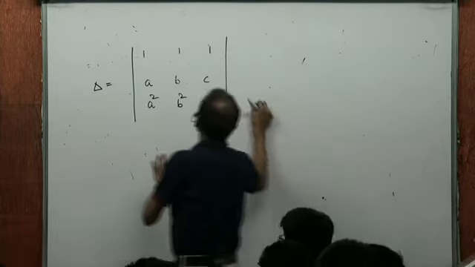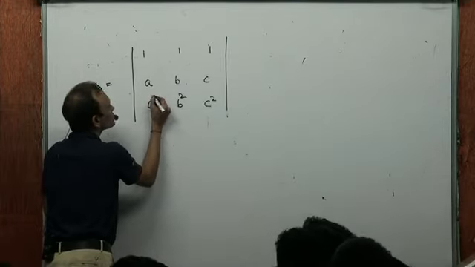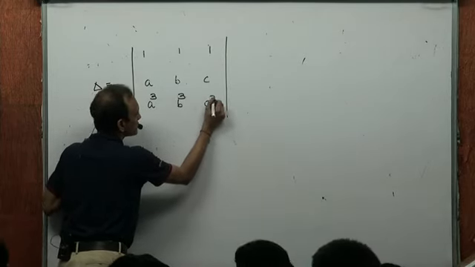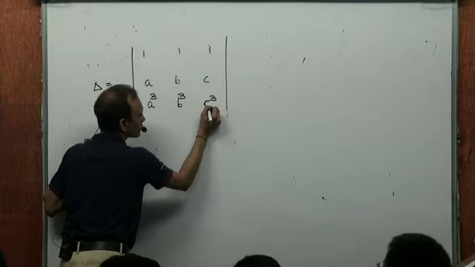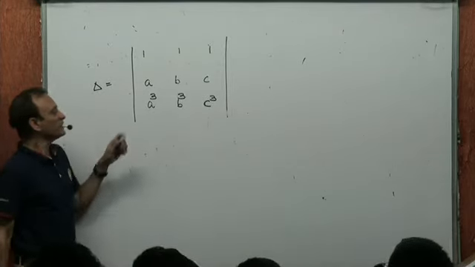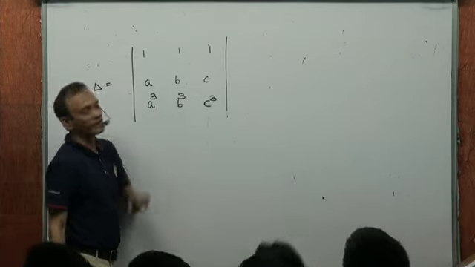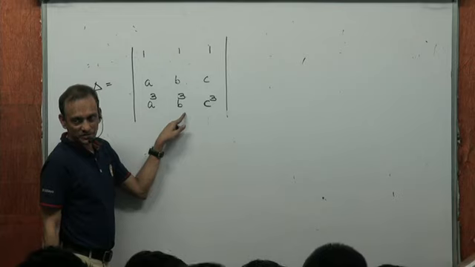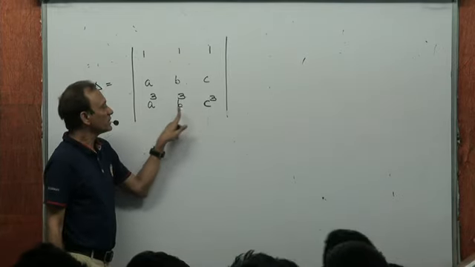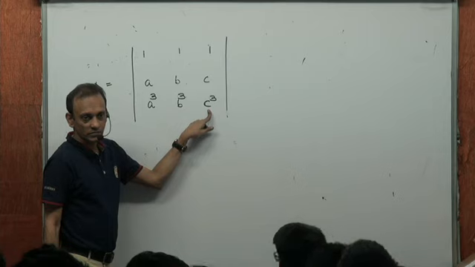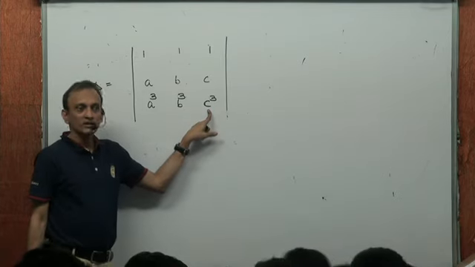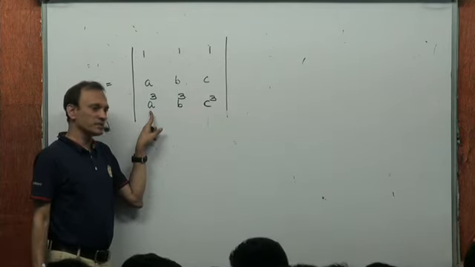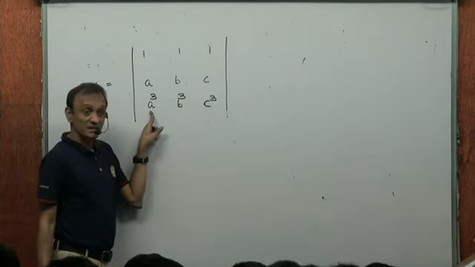Okay. Say this was A cubed, B cubed, C cubed. Again, if you plug in A equal to B, first two columns will become identical. So A minus B must be a factor. If you plug in B equal to C, this column will become identical to this column. That means B minus C must be a factor. If you plug in C equal to A, then this column will become equal to this column. Determinant will become 0. That means C minus A must also be a factor of this.